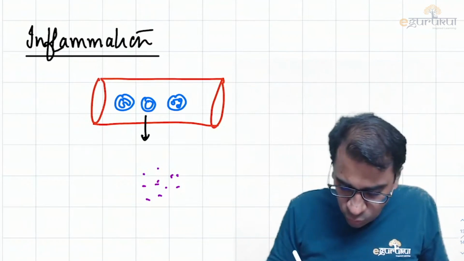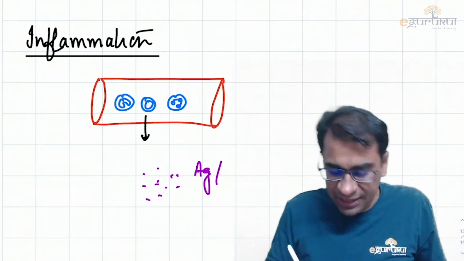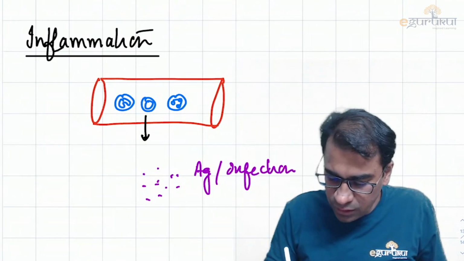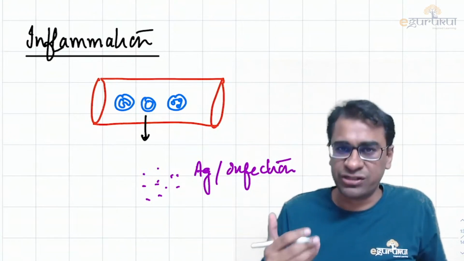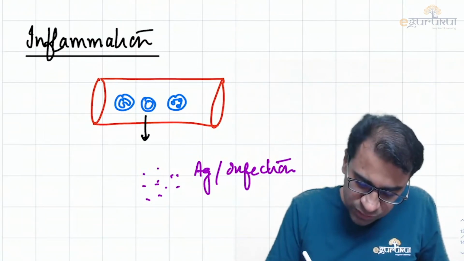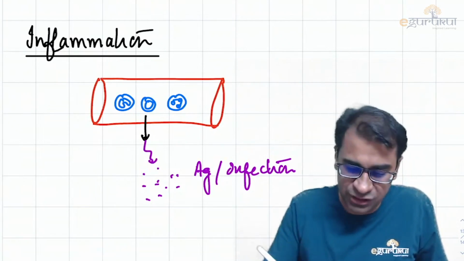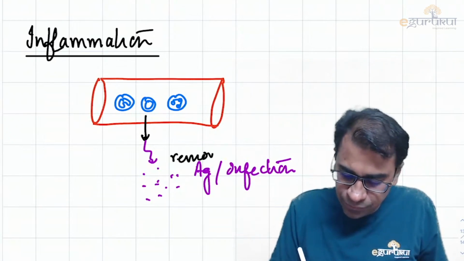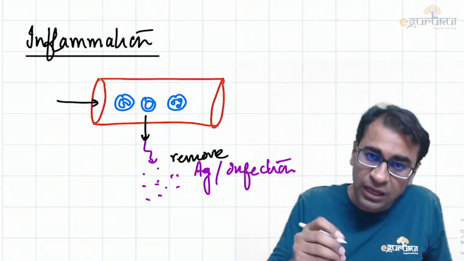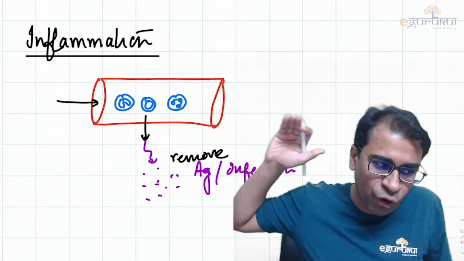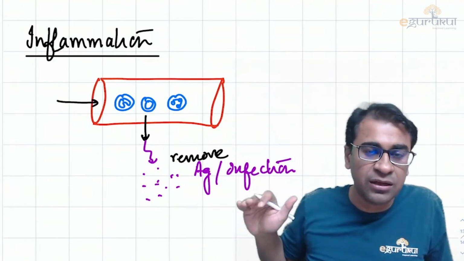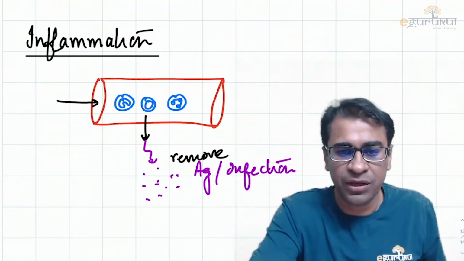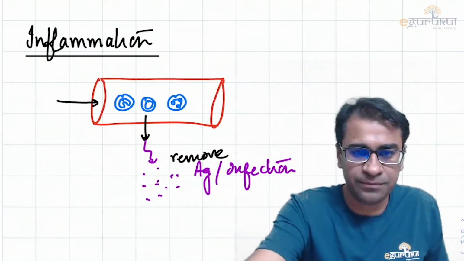inflammation. These are all the antigens, and it can be infections, or just an antigen which is not an infection at all. All these cells move towards the area of inflammation or the infection or the antigen, and they will remove them. So cells move from the vessels to the antigen, removing it. This whole event is called inflammation.